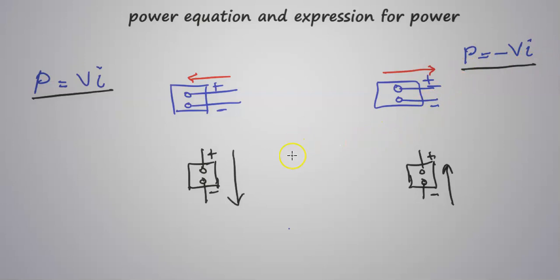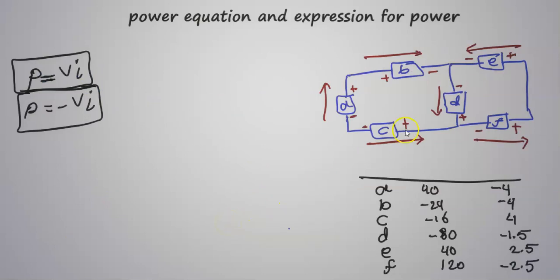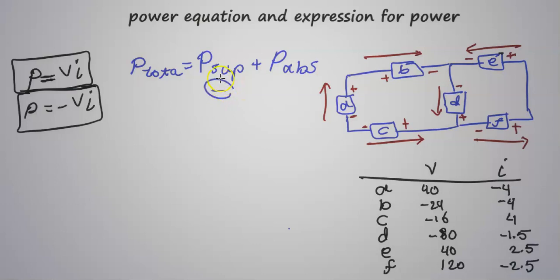Now let's have an example and see how we can find the total power of the circuit. Here we have a circuit with elements A, B, C, D, E, F. These values are the voltage values, and this column is the current values. We are going to find the total power. For the total power, we denote it with P total equals power supplied plus power absorbed. If the power is negative, we supply power. If the power is positive, we absorb power.